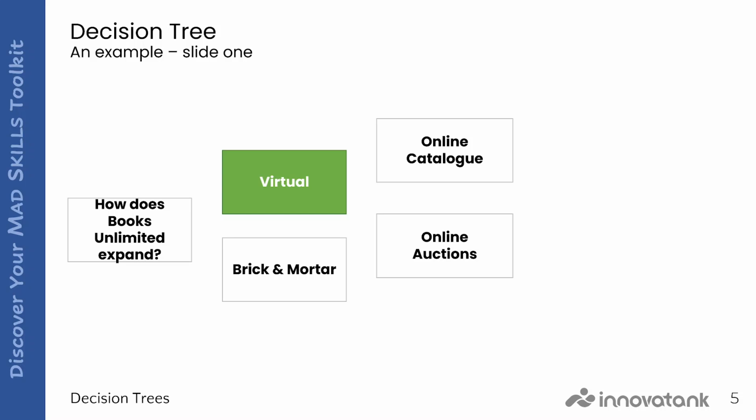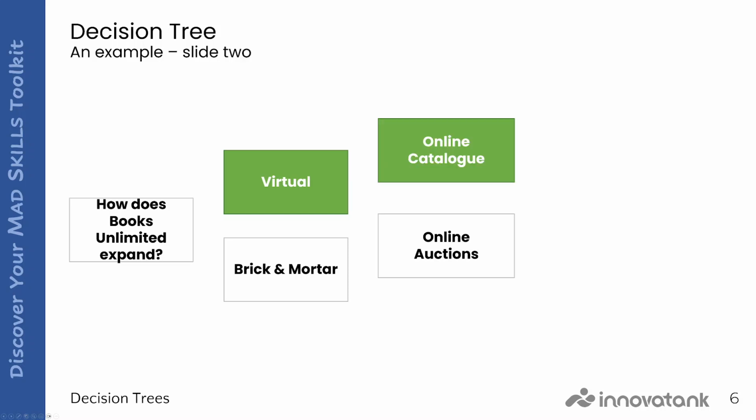So that's our strategic question. We've got a choice between virtual and bricks and mortar. Virtual is signified as the one we're going with because it's in green here. And then the way we're going to do that is through an online catalog rather than an online auction.